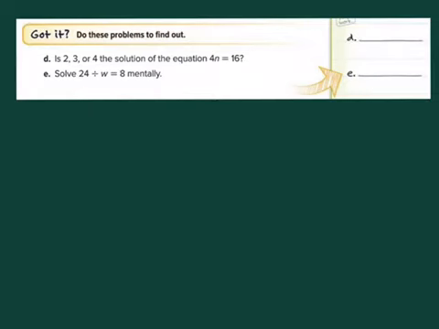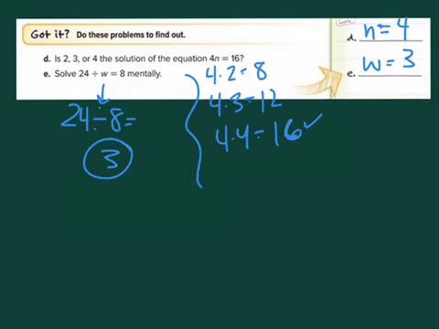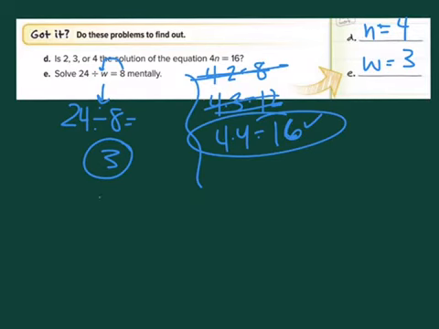Go ahead and read through the next page of your packet, which is talking about solving multiplication and division problems mentally, and then do these got it questions. Once again, you'll see that n equals 4. Here's my work. This doesn't work. 4 times 2 is not 16. 4 times 3 is not 16, but 4 times 4 is 16. Same thing with letter E. 24 divided by 8. I'm switching the 8 for the variable. 24 divided by 8 is 3. So w would be equal to 3.